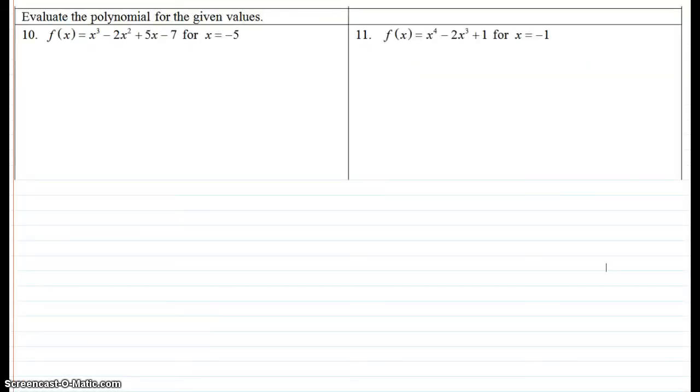Alright, so now we're going to look at number 10 and 11. We're going to evaluate the polynomial. So whenever we see the word evaluate, our final answer is going to be a number, a value. So we have our function, and we're going to evaluate it for negative 5. So what I like to do first is rewrite the expression with a bunch of empty parentheses.